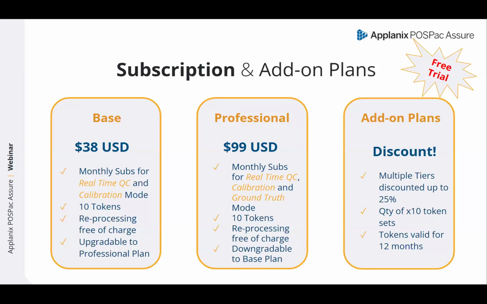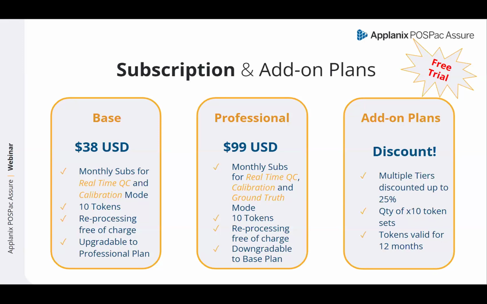And this plan is upgradable to the professional plan that you can see in the middle here. The professional plan, compared to the base plan, supports also the ground truth feature. So basically all the features that I have presented so far. Same here, 10 tokens are included. Reprocessing is free of charge. And the plan can be downgraded to the base plan at the end of this monthly cycle.